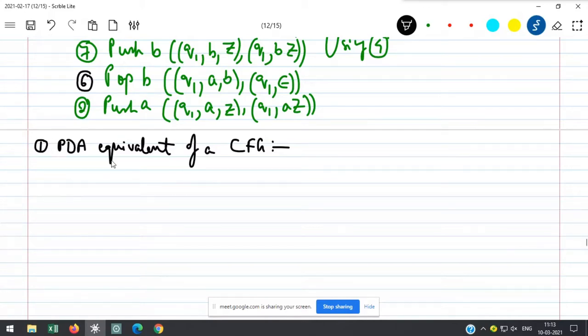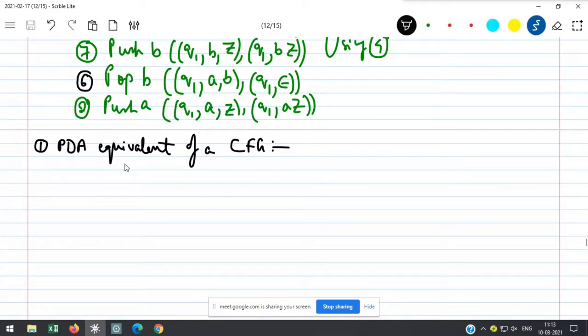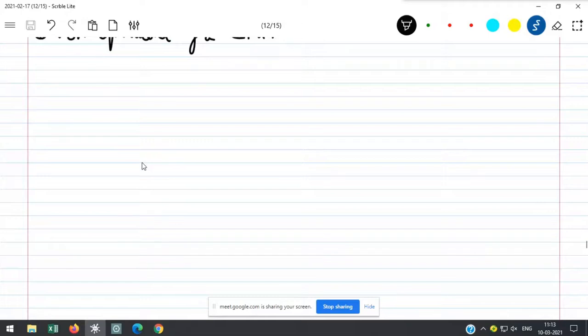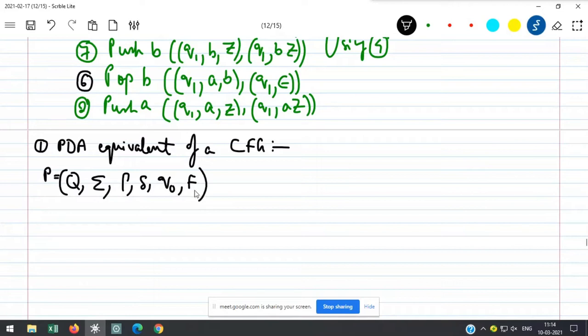So let me just recollect it. Let me represent this pushdown automata by P. We know it's a construction of this. No need to explain what these symbols are representing in here because this is already explained to you guys. And then let me recall the grammar also.